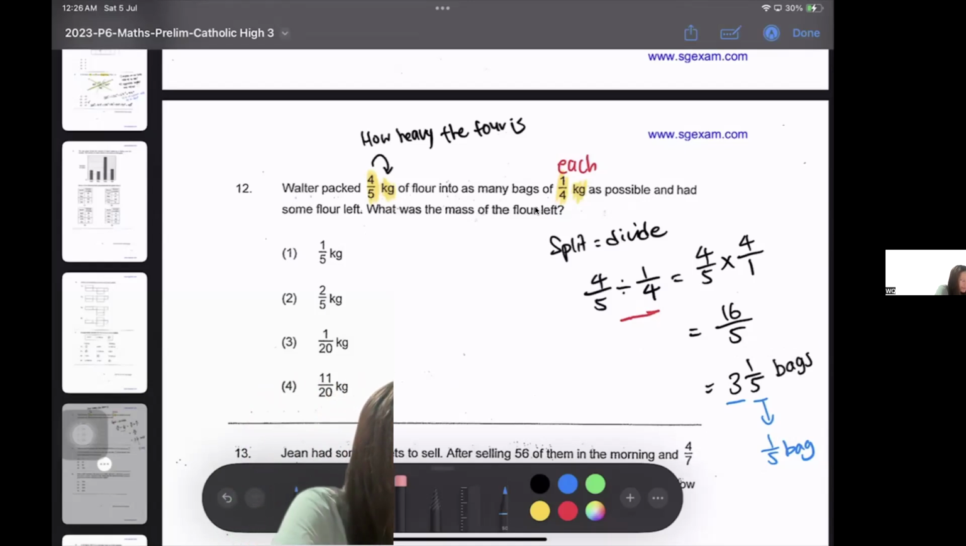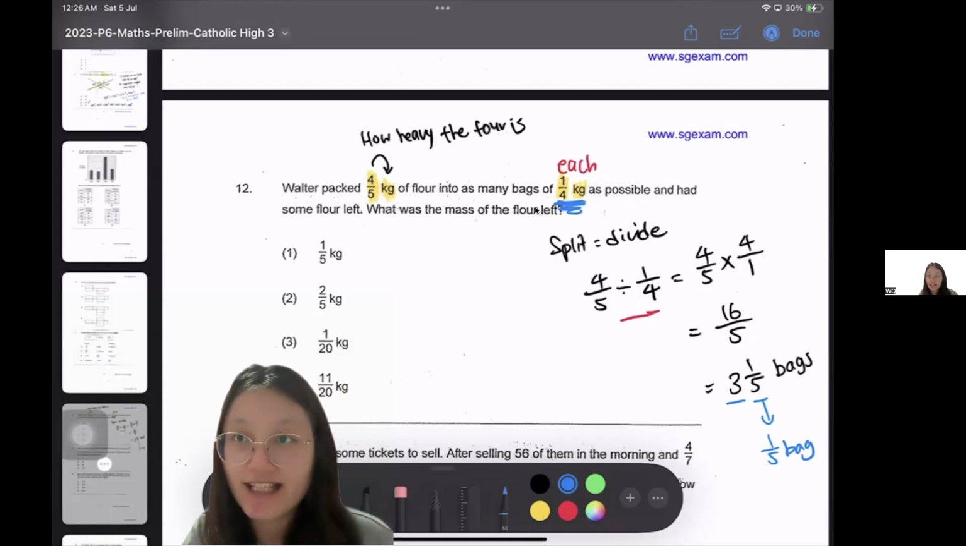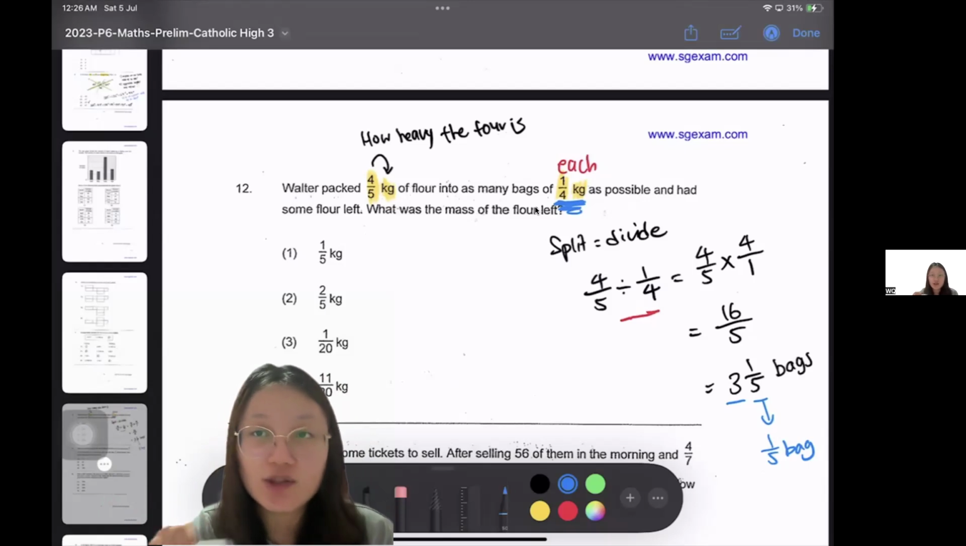Look here. As you can see, the 1/4 kg over here that I'm underlining is how much there is in one bag. So you must find what is 1/5 of 1/4 kg. That will tell you what the mass of the flour left is. So there's 2 ways to do it.